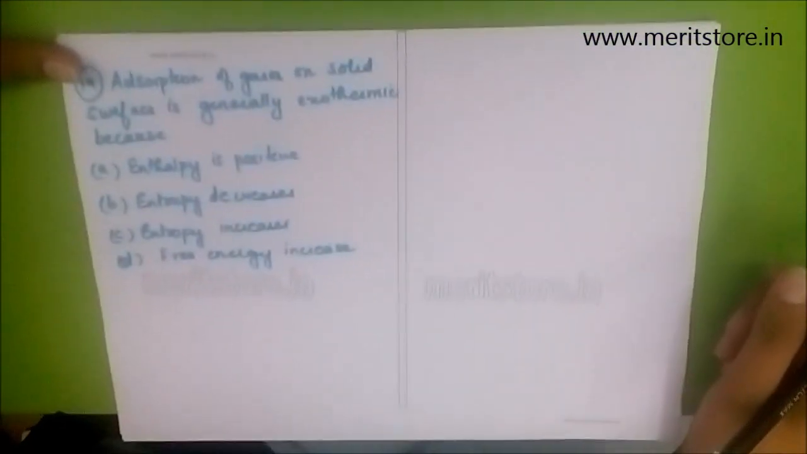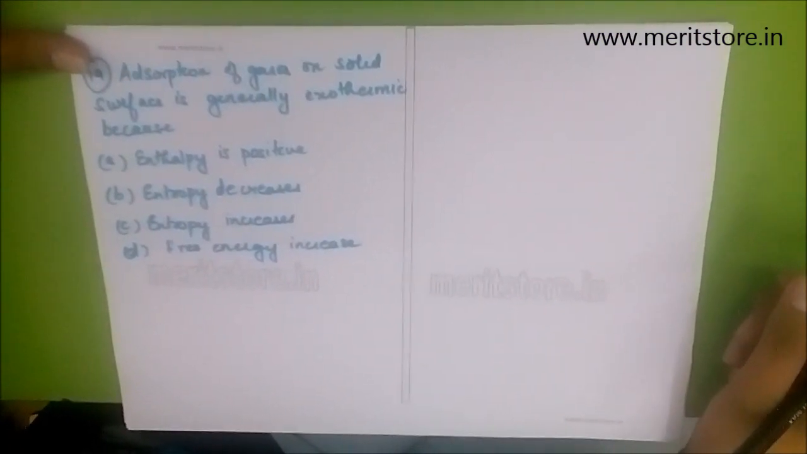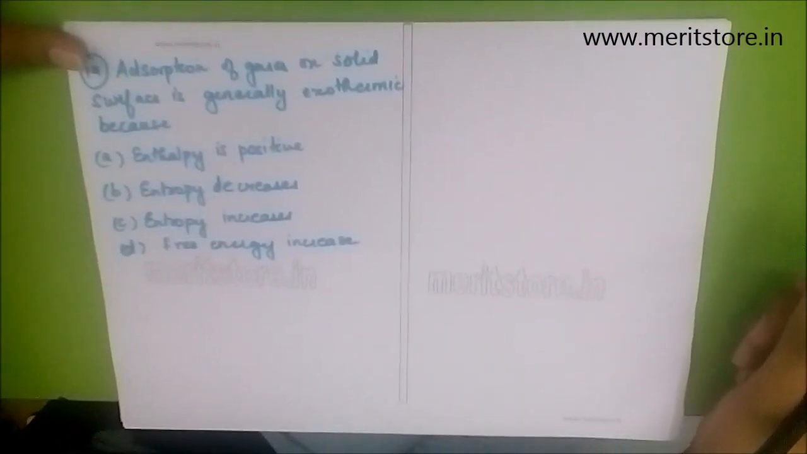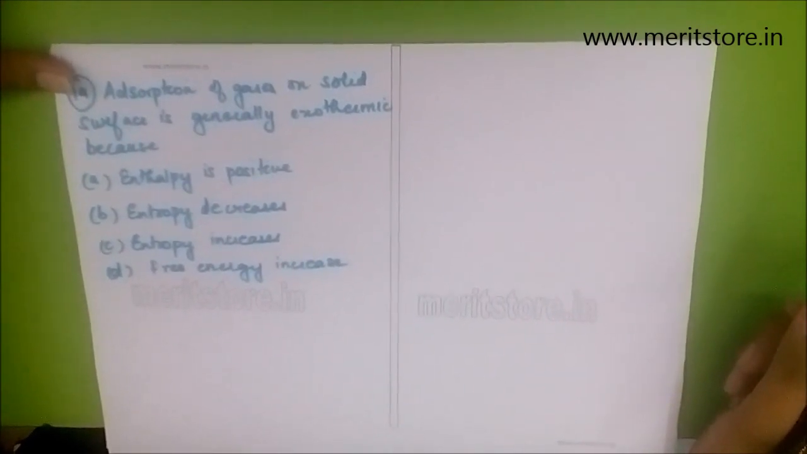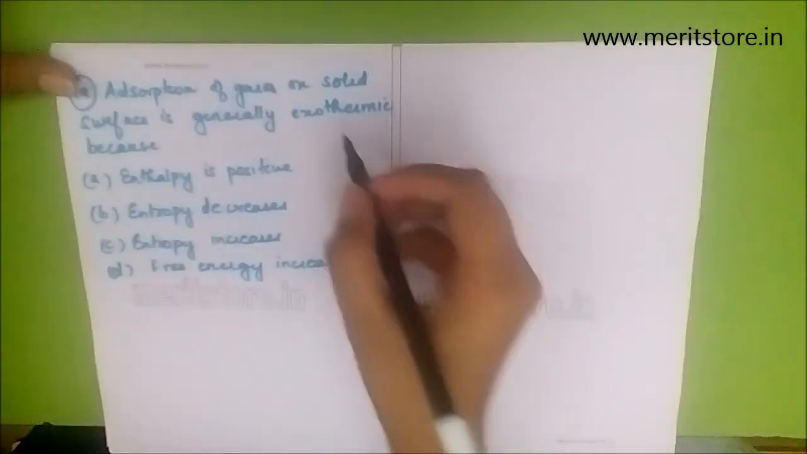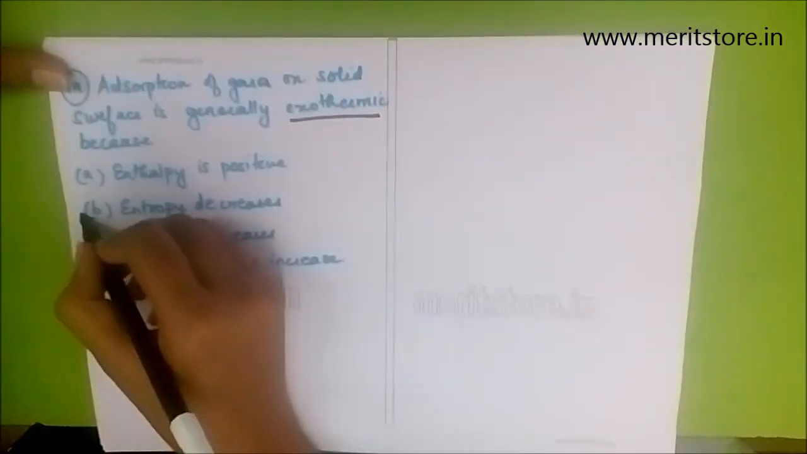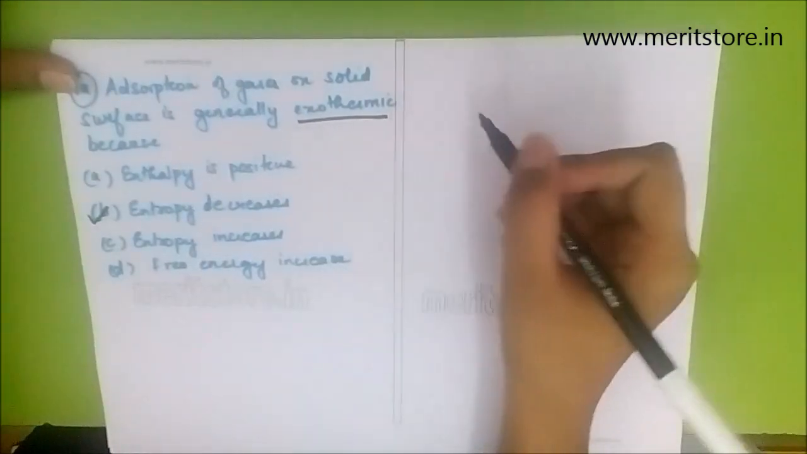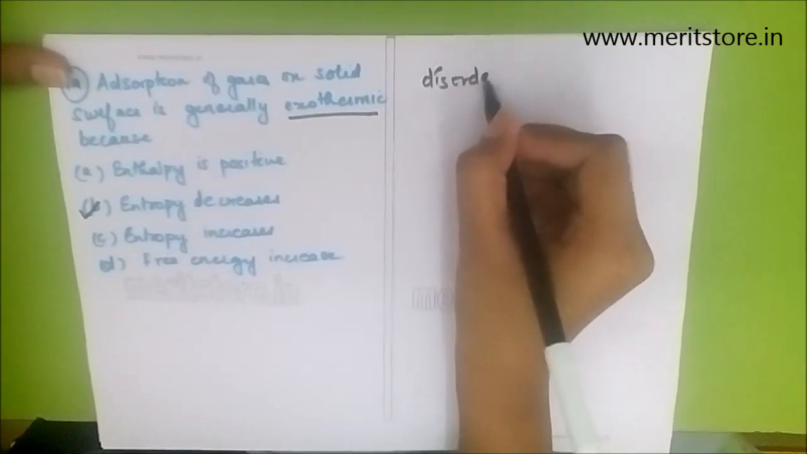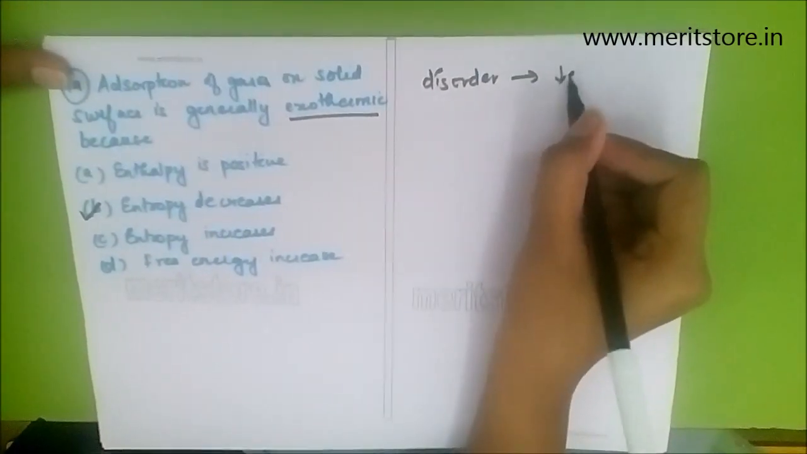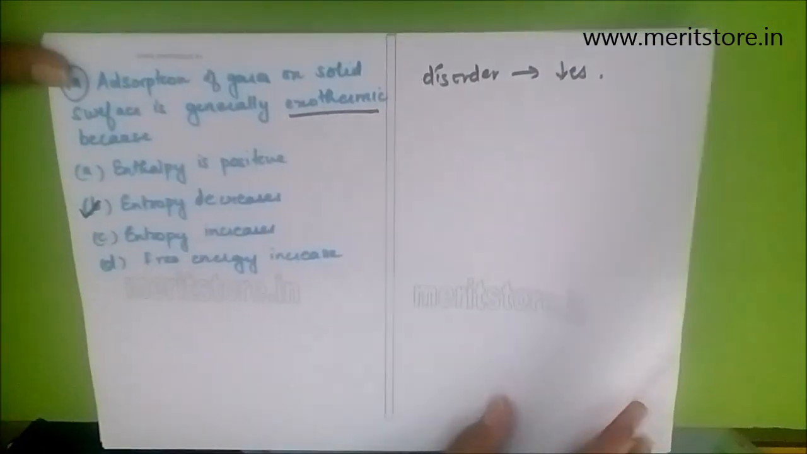Adsorption of gases on a solid surface is generally exothermic because enthalpy is positive, entropy decreases, entropy increases, free energy increases. It is an exothermic reaction because here entropy decreases. As the entropy decreases, the disorder of the system decreases and thus the adsorption takes place.